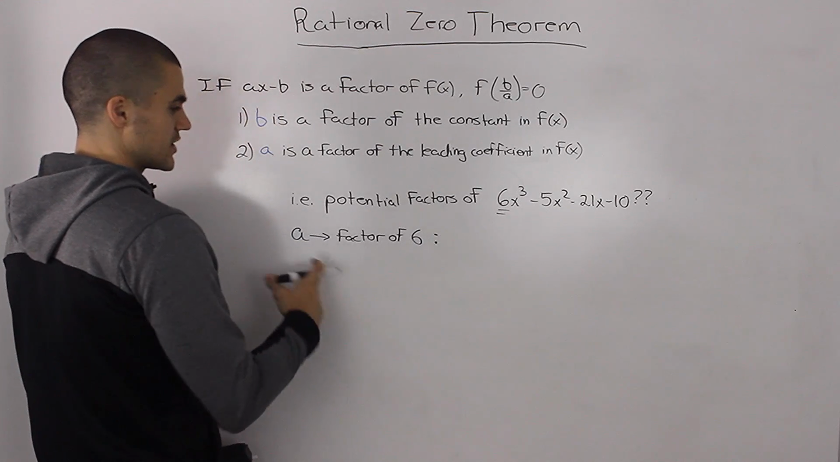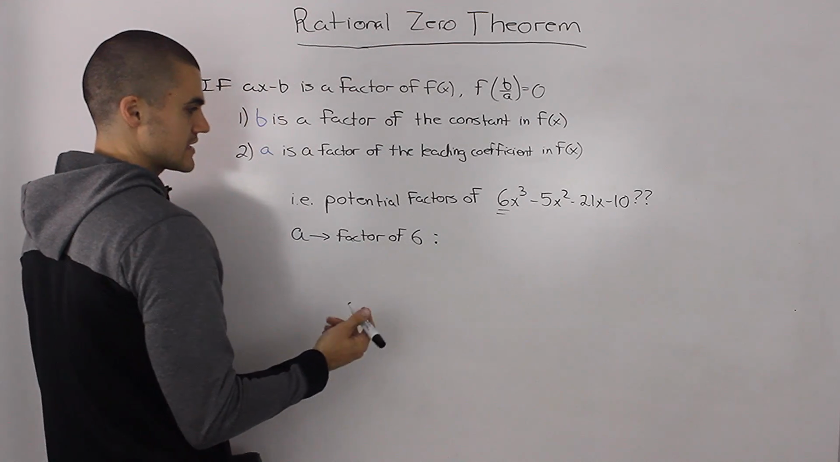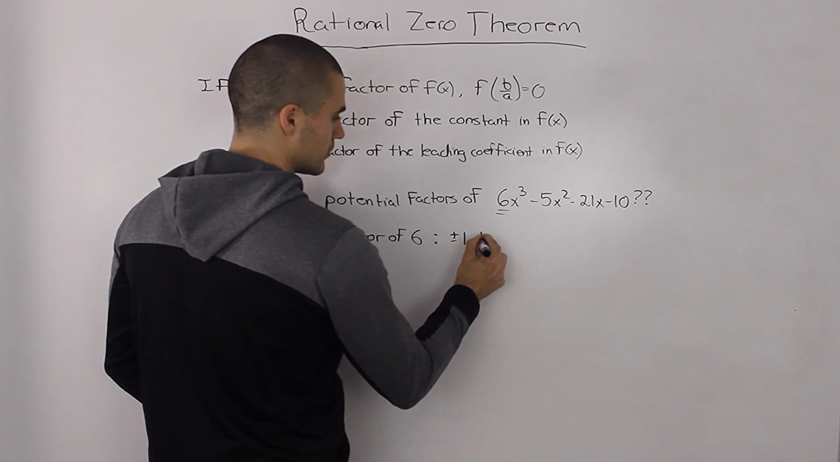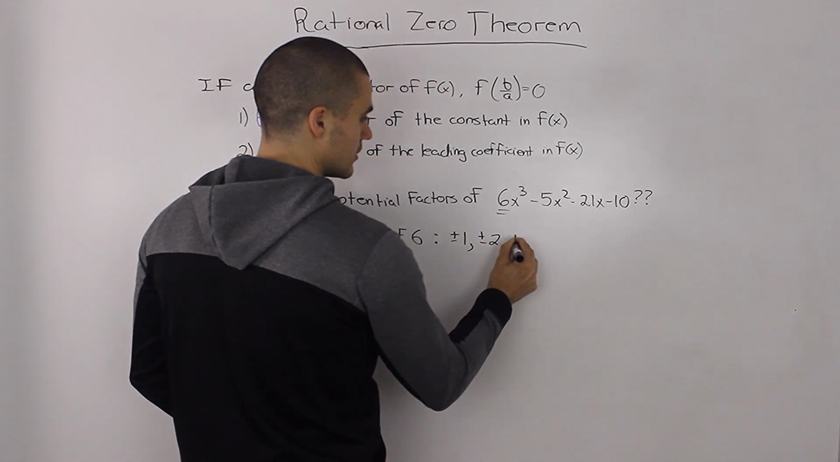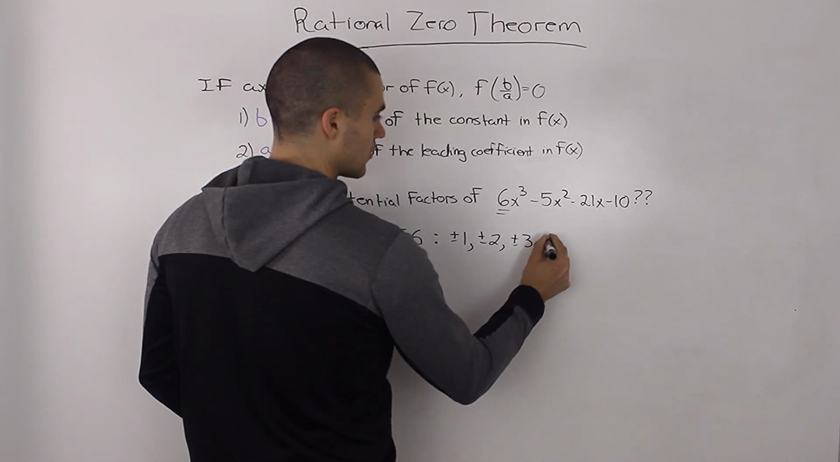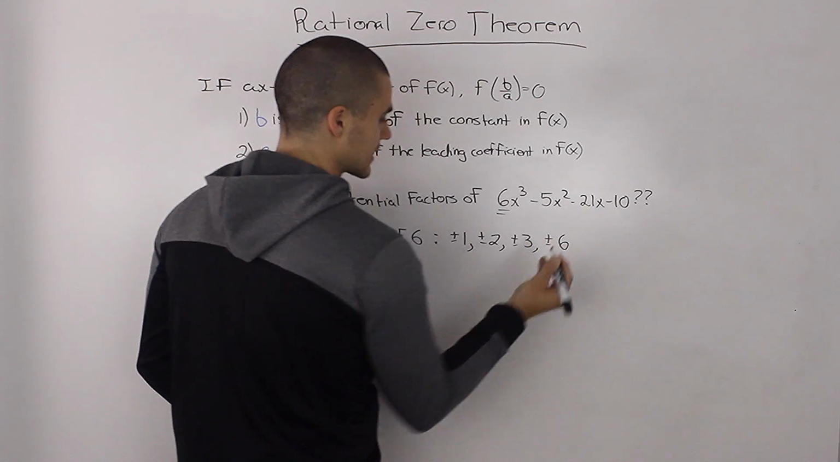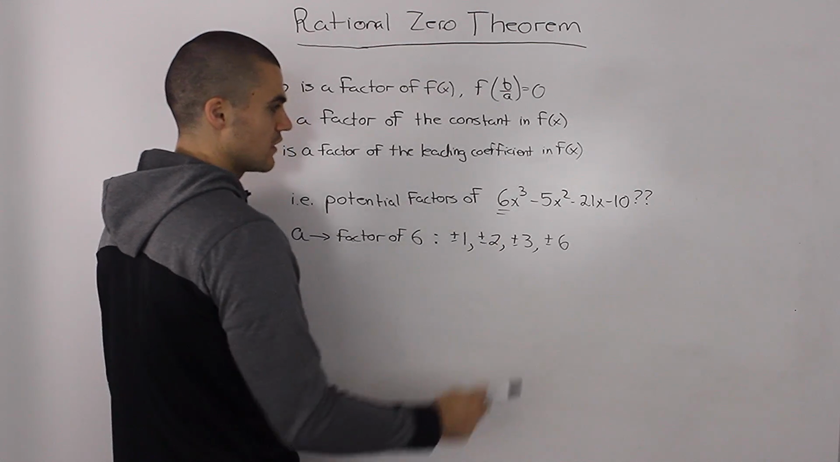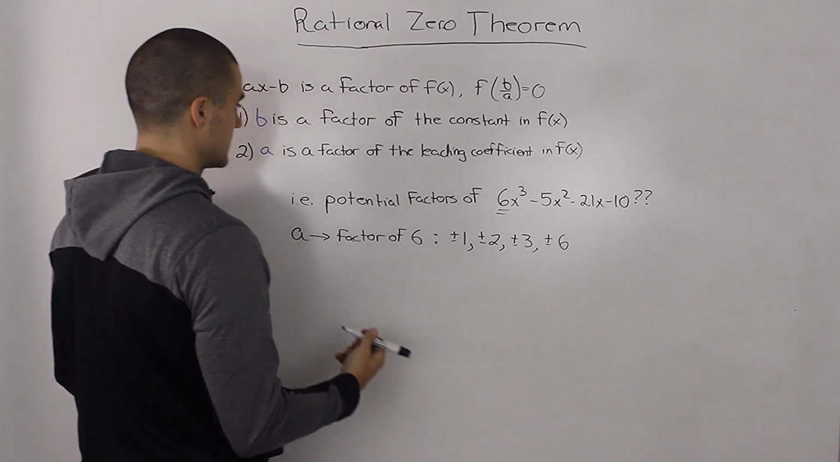And what are potential factors of 6? What whole numbers? Well, it could be either plus or minus 1, plus or minus 2, plus or minus 3, or plus or minus 6. All right, these are the whole numbers that are factors of the leading coefficient 6.